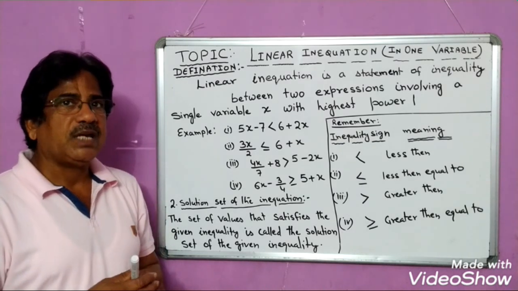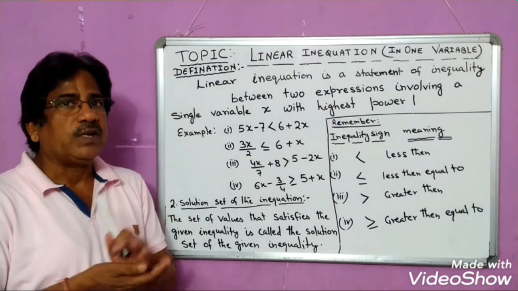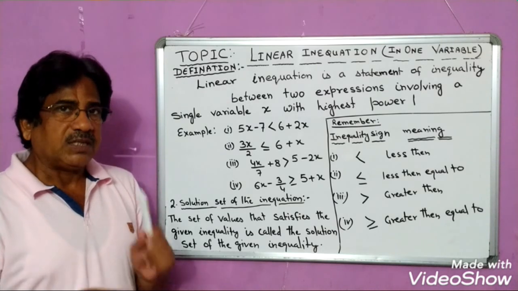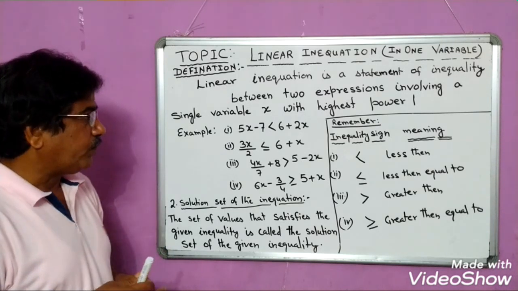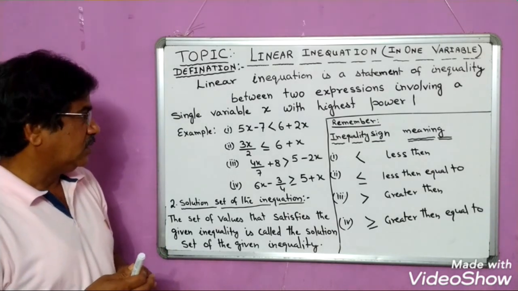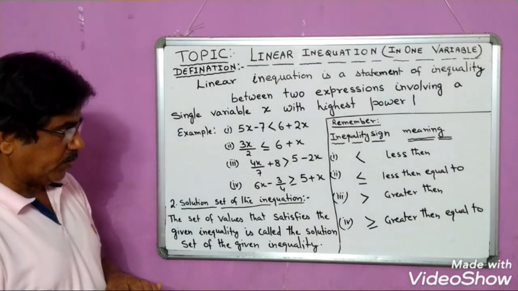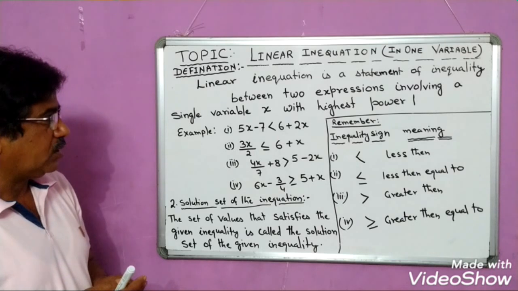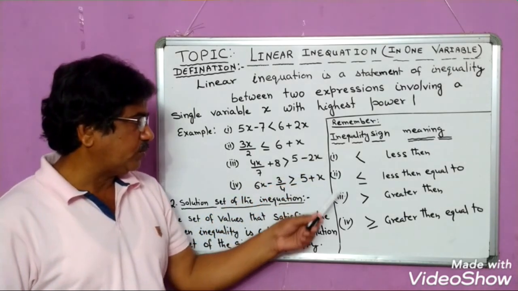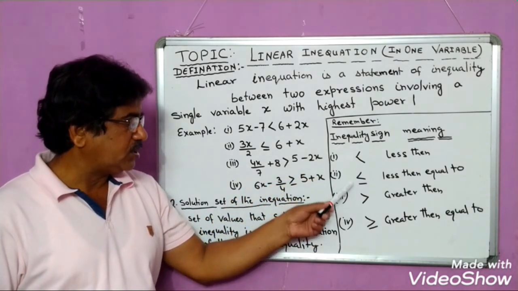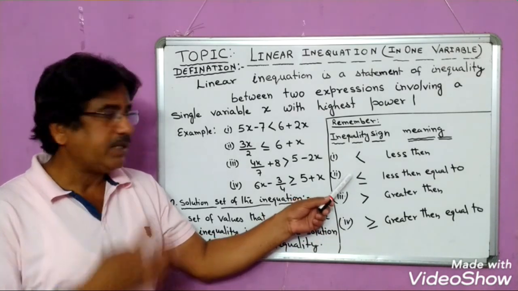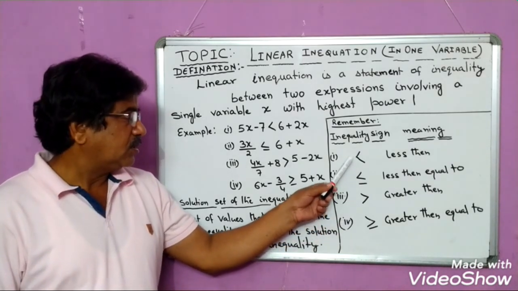There will be two expressions, and these two expressions will be connected by means of an inequality sign. Basically, we will take 4 different types of inequality signs to solve the problems of linear inequation in one variable. Let us first check those 4 symbols, and we must keep these symbols and their meaning properly in mind.